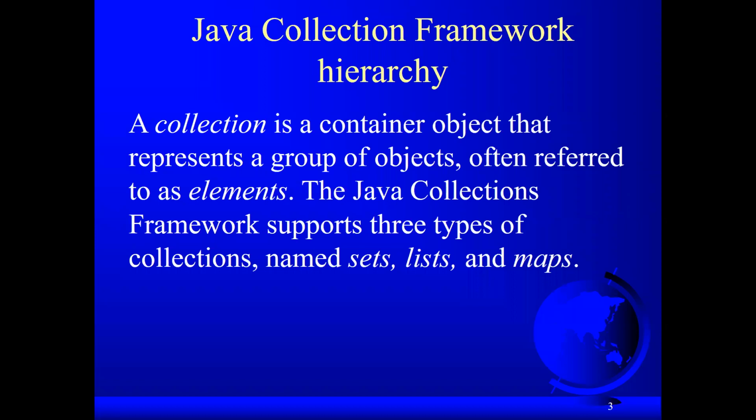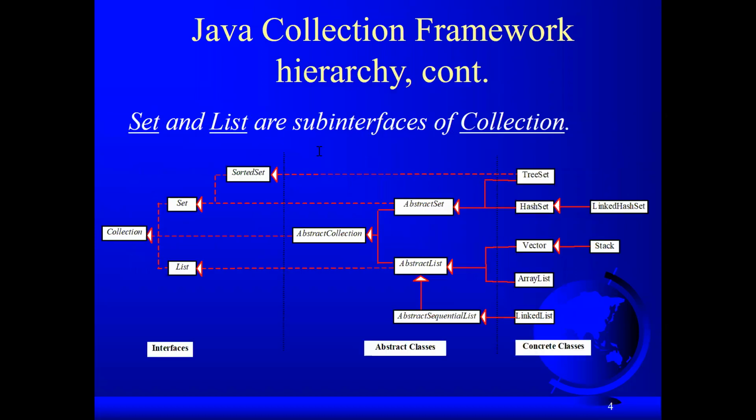So let's see the hierarchy of the collections. List and set are sub interfaces of the collection. There is one interface, the very topmost, and the hierarchy starts with the collection interface. This is the one collection interface, and from that you can see there are two other interfaces.